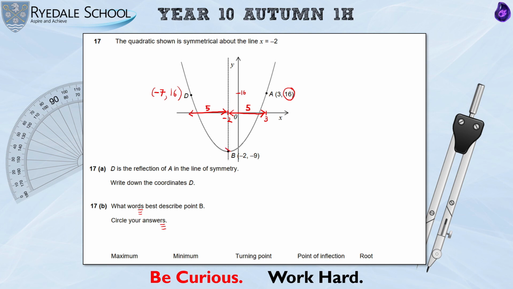And the answer to this question, well, we've used all of these words, okay? It is a turning point. And at the bottom of a curve, it is a minimum. A point of inflection, we did mention in passing, is where it turns and it starts changing its mind. A maximum is like an N-shaped graph, and a root are the solutions to the quadratic equation, which is where it crosses the x-axis. So minimum and turning point.